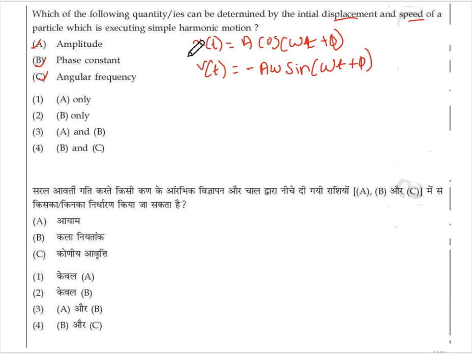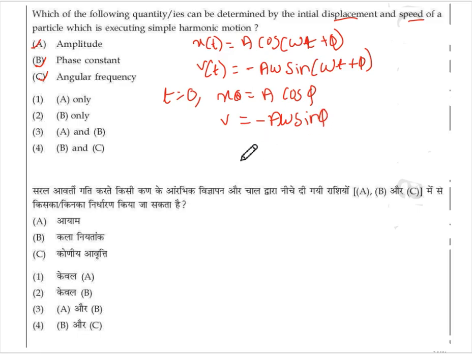So just take the initial values, when t equals 0. At that time, x will become a cos phi, and v will become minus a omega sin phi.